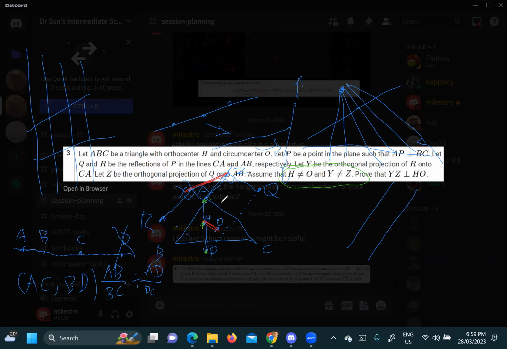Can you notice what happens? It's degenerate when I pick A. So what happens when P equals A? A gets reflected across AB to R, but then it just stays as A. And A gets projected onto AC, so it just stays as A as well. So pretty much Y equals Z equals A. They're all the same point. That's pretty funny.